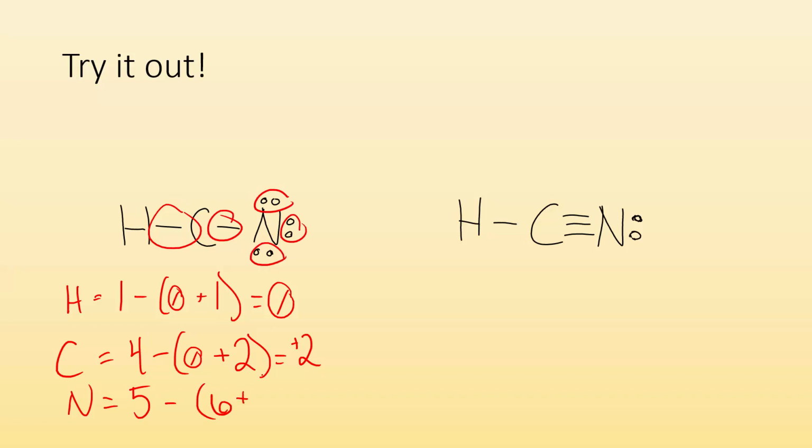And it has 1 bond, so half of the 2 electrons would be 1. So here, nitrogen ends up with a -2 charge. All right, well, let's take a look at this one.